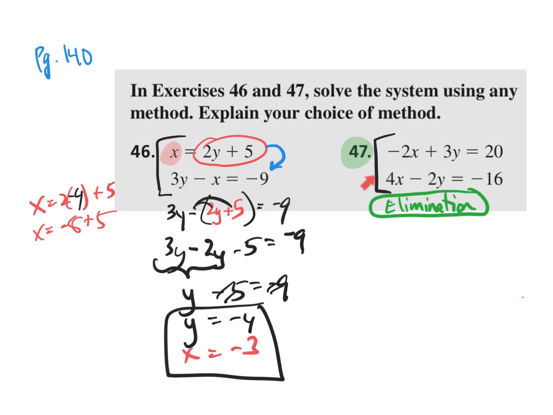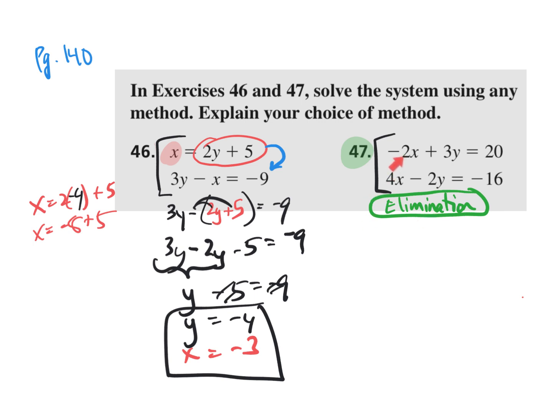When you look at a system and one of the letters is already by itself, that's a good sign you'll want to use the substitution method. But if none of the letters are by themselves, then the elimination method might be the easier way to go.